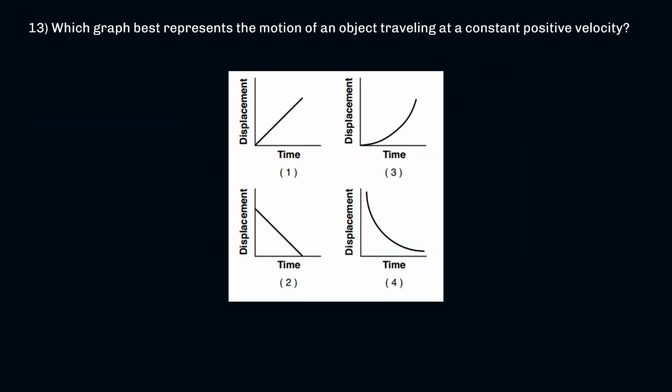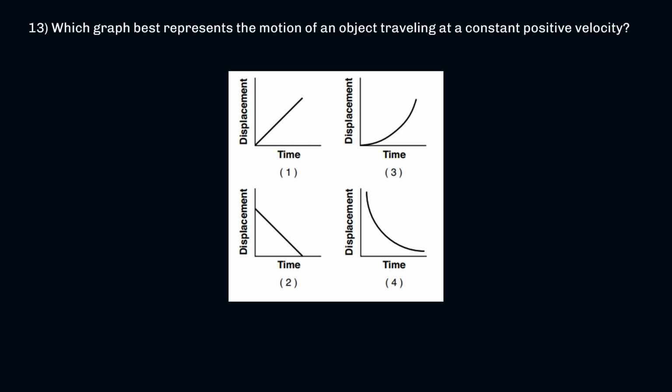All right, so example 13. Which graph best represents the motion of an object traveling at a constant positive velocity? We have a displacement versus time graph. How would I get a velocity from displacement versus time? Let's look at the reference table, if you have no idea how to do this. Displacement versus time is the lowest version of all of the motion graphs. It goes from displacement versus time to velocity versus time to acceleration versus time.